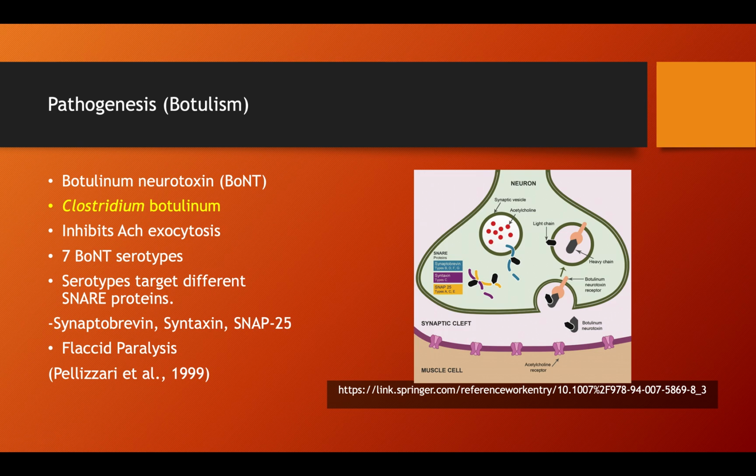So interestingly, it also has 7 different serotypes. The neurotoxin has 7 different serotypes, and each of these different types of toxins are going to target different SNARE proteins.